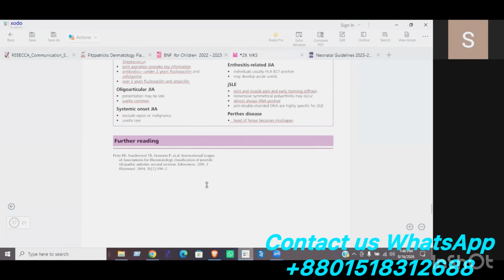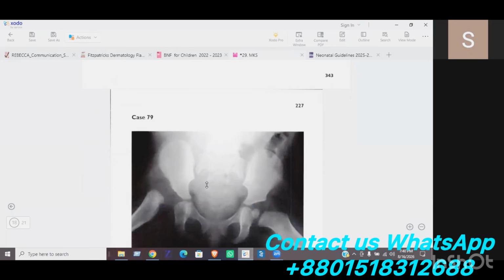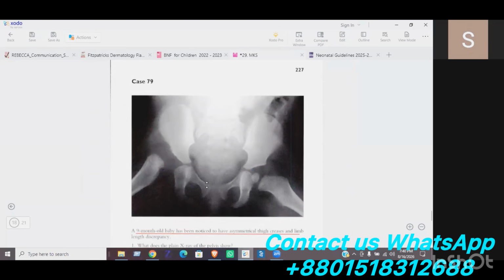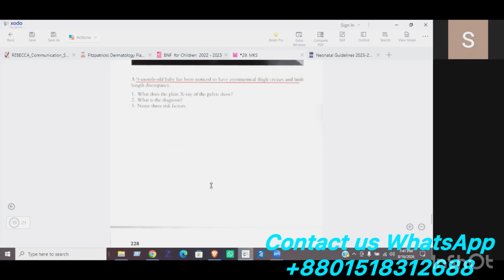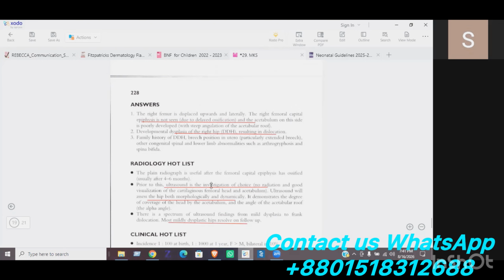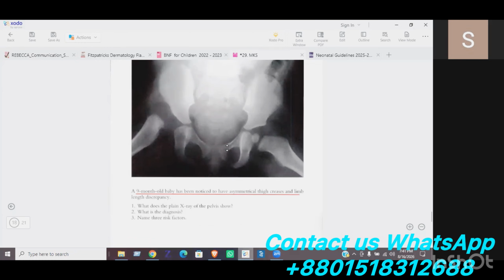This is another topic, an extra case. Read this: a 9-month-old boy has been noticed to have asymmetrical skin creases with limb length discrepancy. What is the plain X-ray shown? The diagnosis: this is the X-ray of femoral displacement upward, capital femoral epiphysis. DDH, this is the right side of the DDH. Yes, so this is DDH.